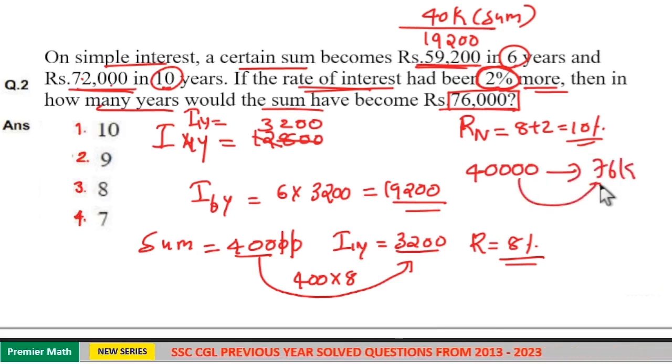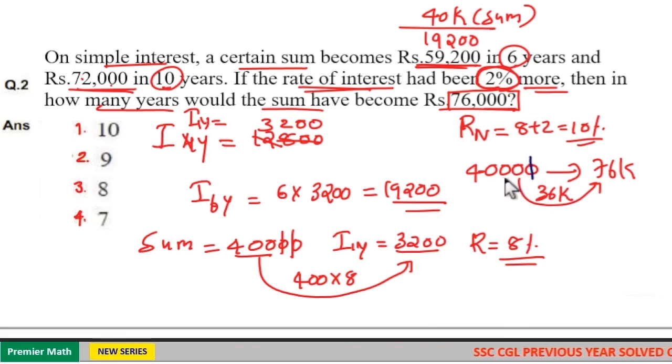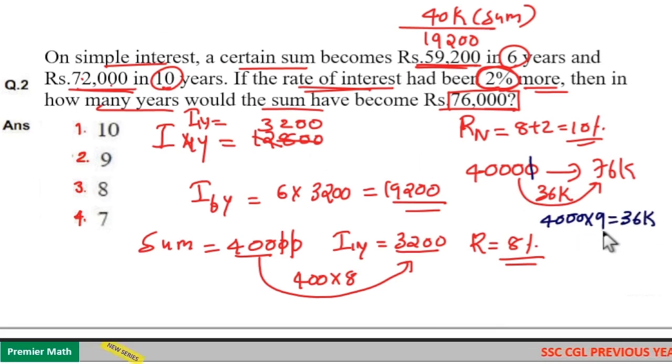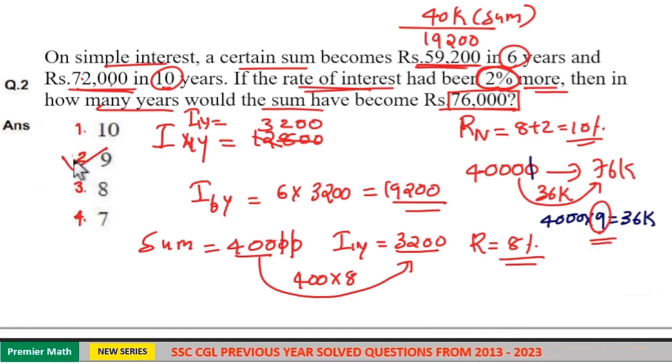Here the difference is equal to 36,000. So here 10% of 40,000 is 4,000. Then 4,000 into 9 is equal to 36,000, which means in 9 years the sum will become 76,000. So option 2 is your answer.